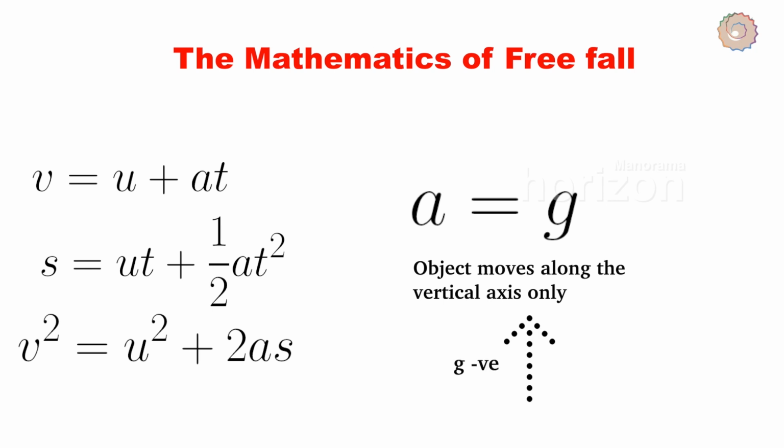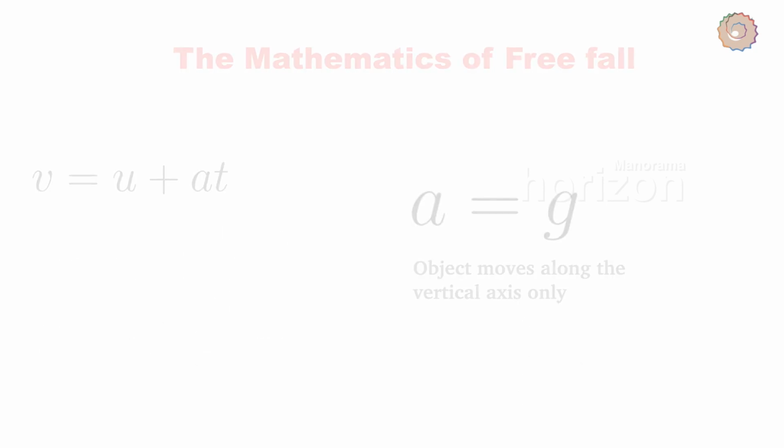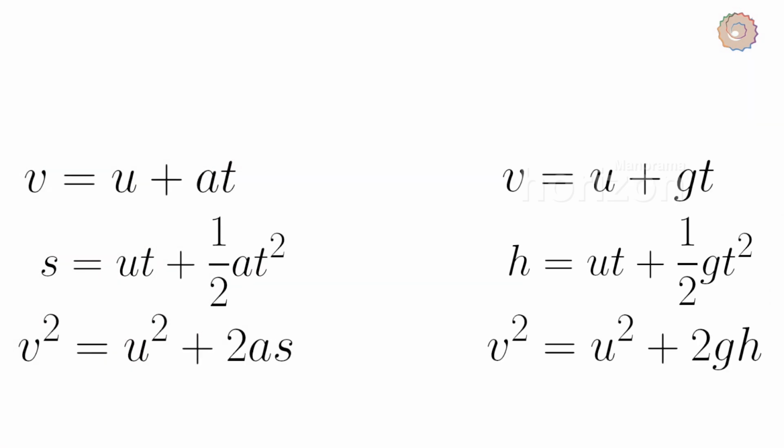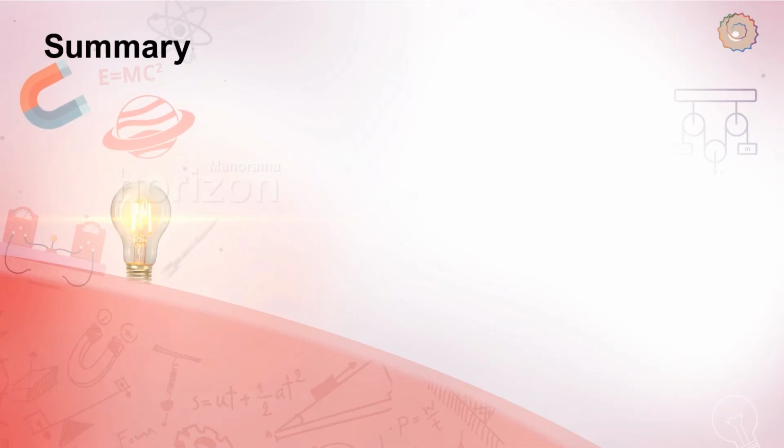g is considered to be negative when the object is traveling in the opposite direction to the acceleration. g is considered positive if the object is traveling in the same direction as the acceleration. Based on the above assumptions, we may modify the three equations of motion by substituting S, which is displacement, with H, which is vertical displacement, and A, which is acceleration, with small g, which is acceleration due to gravity. Let us summarize what we have learned so far.